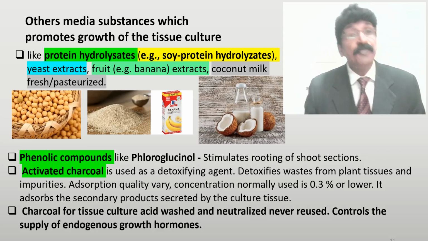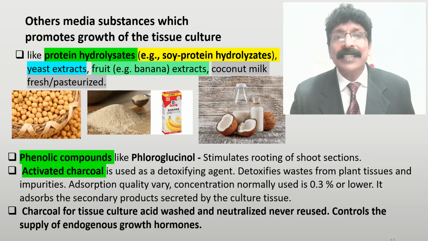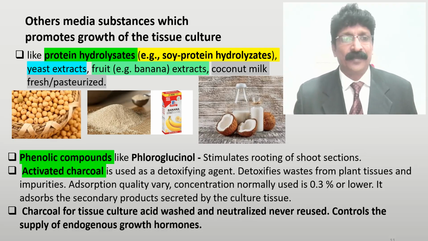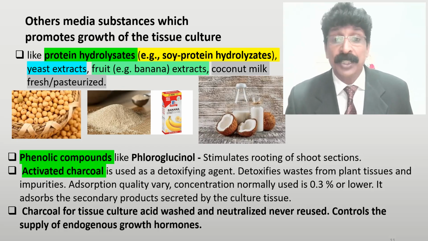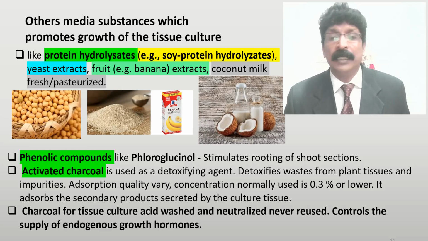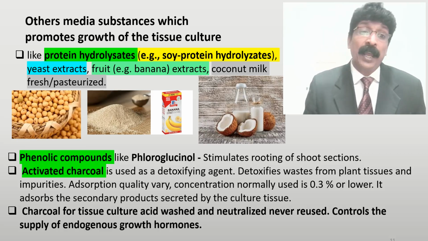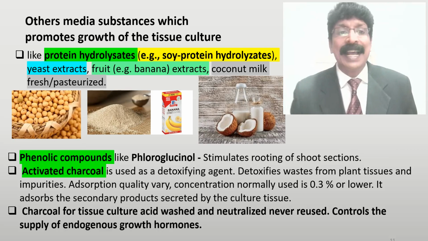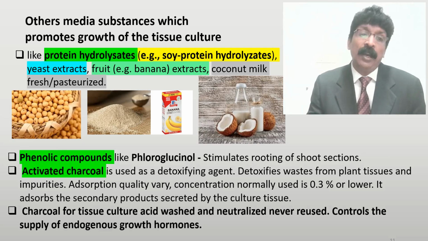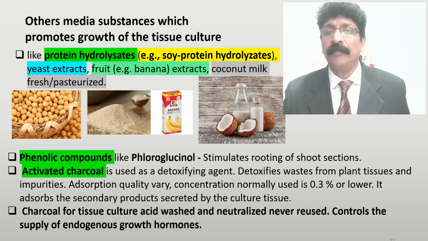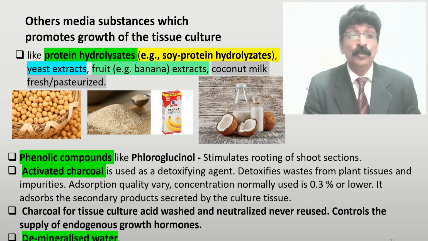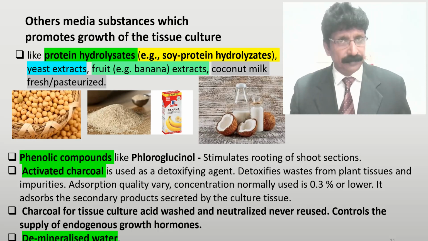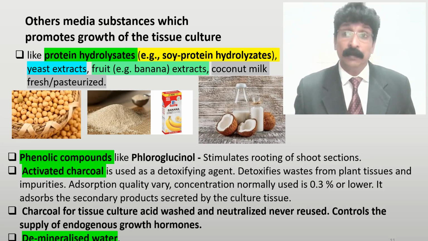Charcoal for tissue culture should be acid washed and neutralized, and never reused. What is its action? It controls the supply of endogenous growth hormones. So it is interesting to know about other growth promoters used. And demineralized water: we also use demineralized water as a medium to support growth in plant tissue culture.